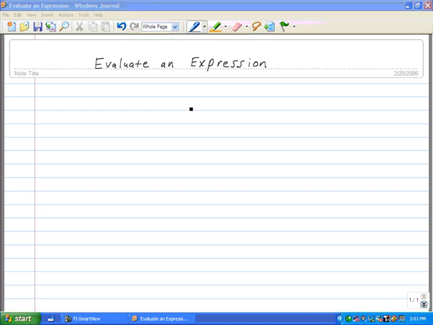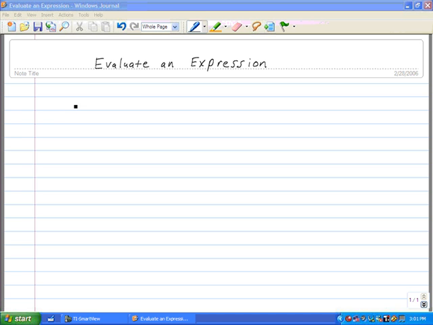I'm now going to look at how to evaluate an expression for a given value for a variable or more than one variable. We want to look at how the substitution is performed, because once the substitution is done, this will basically come down to a matter of simply obeying the order of operations.